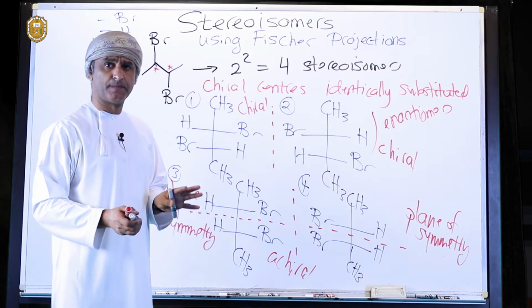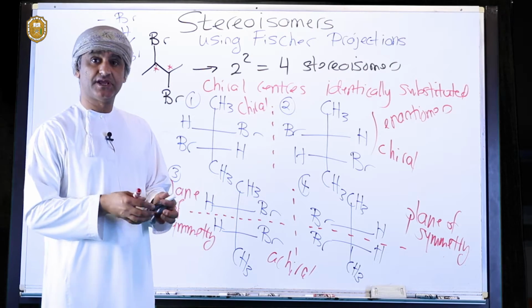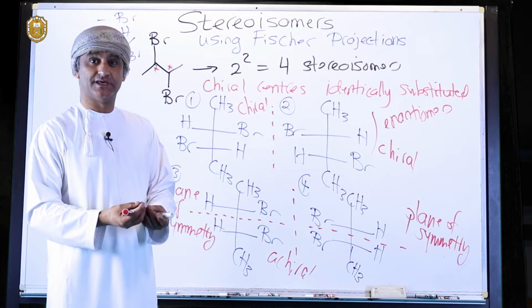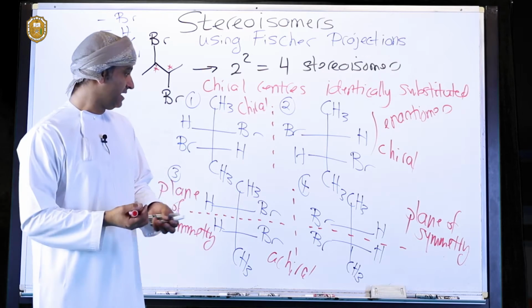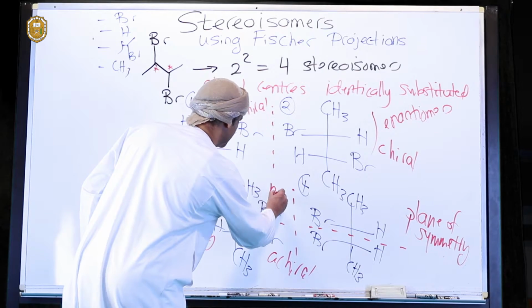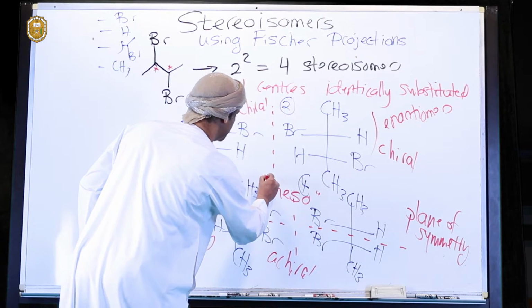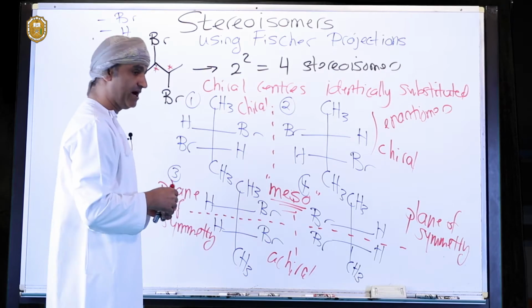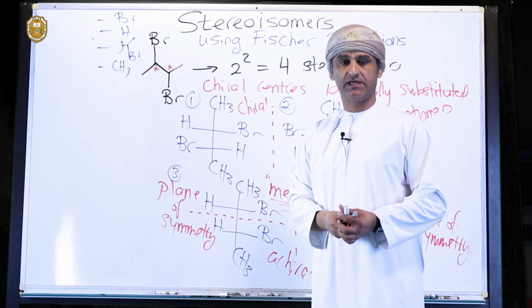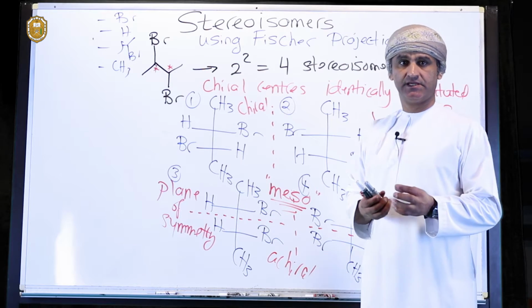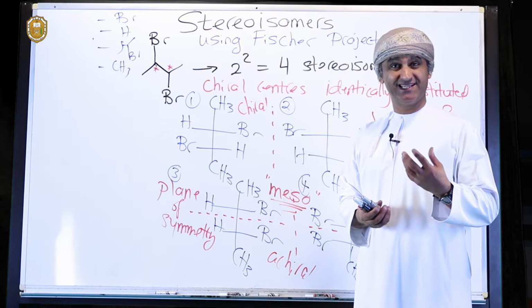Now 3 and 4 are actually the same compound. They're identical. Since 3 and 4 are identical, of course, they represent the same stereoisomer, and 3 and 4 are called actually meso. So this is an example of a meso compound. Basically a meso compound, or a meso stereoisomer if you like, is a stereoisomer that has chiral centers, of course, but it has a plane of symmetry. Of course, it is achiral.